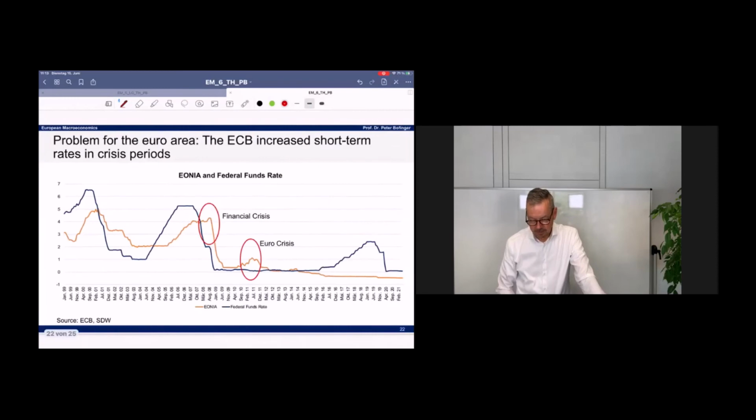Okay, so looking back over the whole period of the ECB's interest rate policy, one can say that the ECB's interest rate decisions were not always optimal. And you can do this by comparing the EONIA, which is, as you have seen, very directly targeted by the ECB, with the federal funds rate, which is the policy rate of the US Central Bank. And here one can see some remarkable differences.